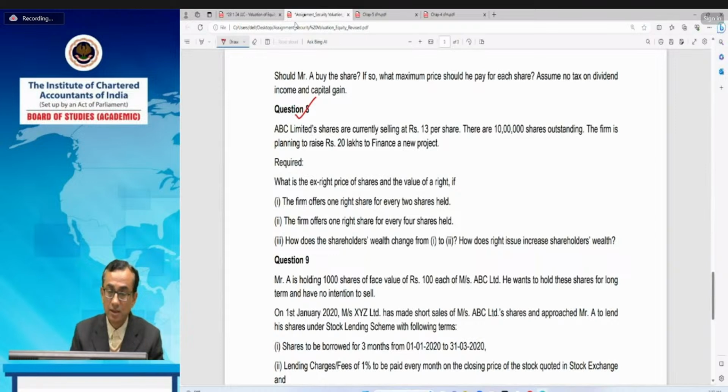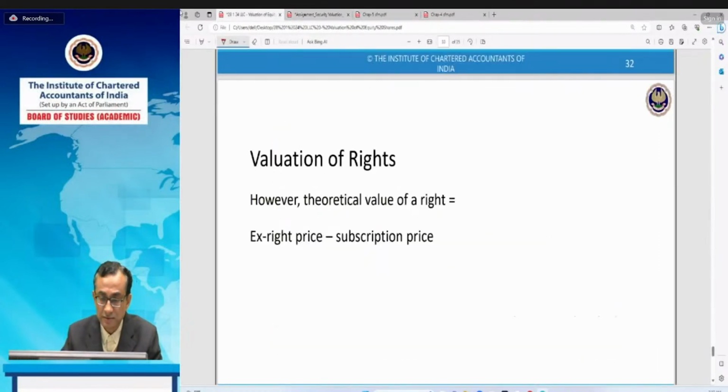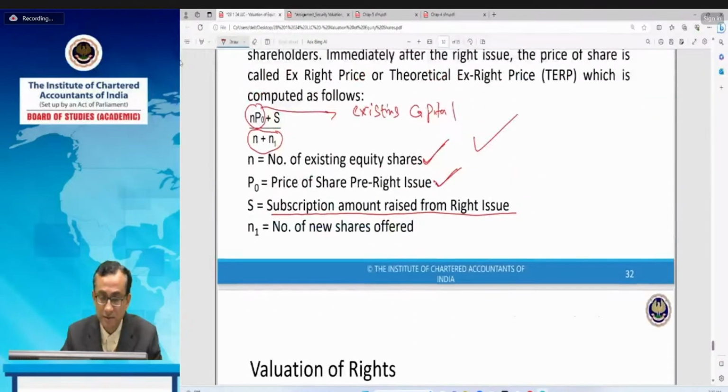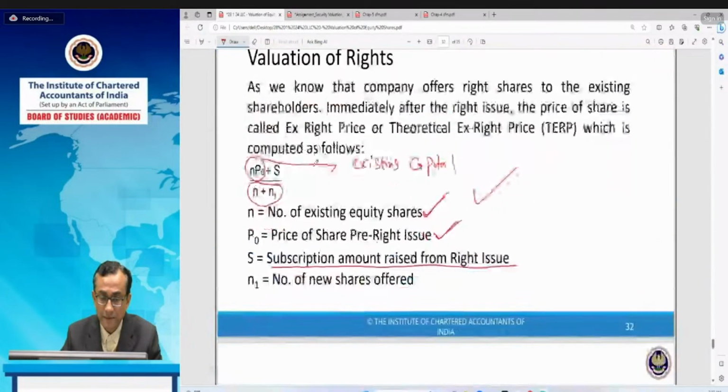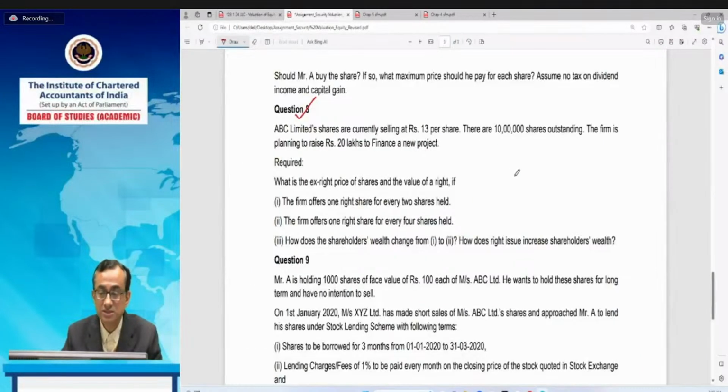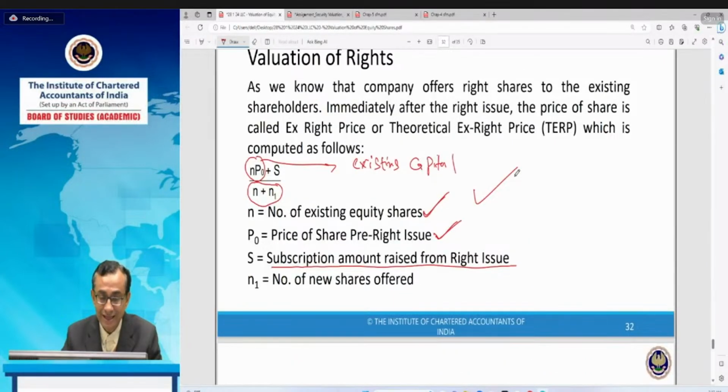ABC Limited shares are currently selling at 13 per share. So what is the existing price? Existing price is rupees 13. And there are 10,000 shares outstanding. If we see the formula here, valuation of ex-right, this is P0. P0 is actually the existing price, in this case rupees 13. And the 10,000 shares outstanding is basically N, that is the number of existing equity shares.